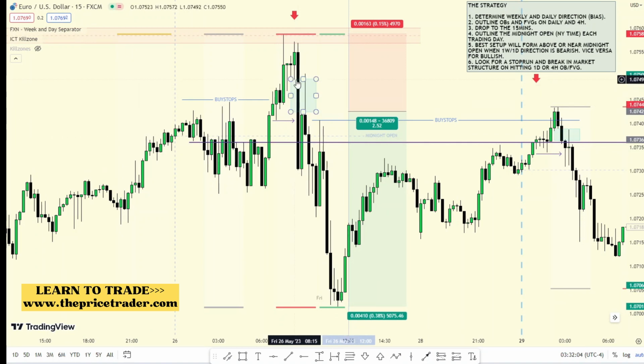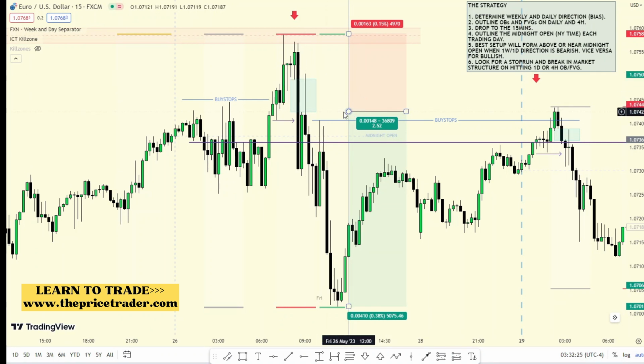So I like to see it actually leave an imbalance, and then the market will come back up. Preferably, you want to see it above midnight open still when you are entering, but not always. Sometimes it will give you an entry near the midnight open. So when it is above midnight open, that is very prime, and you want to enter within that imbalance.